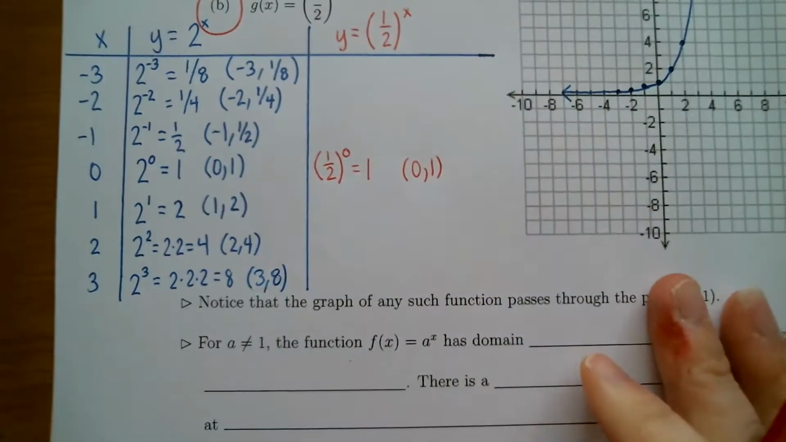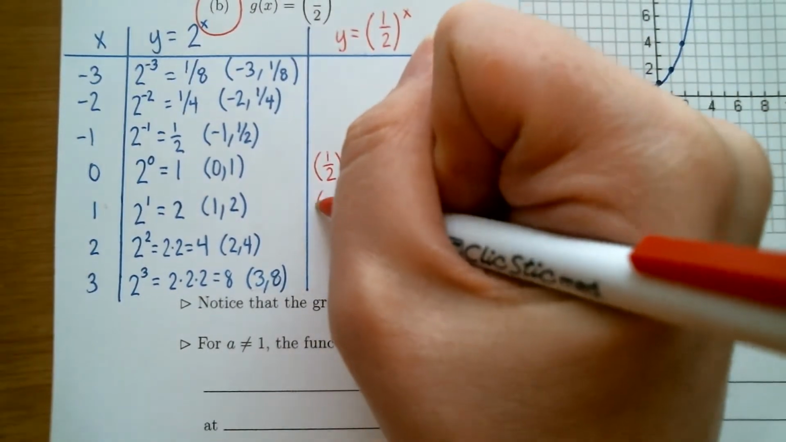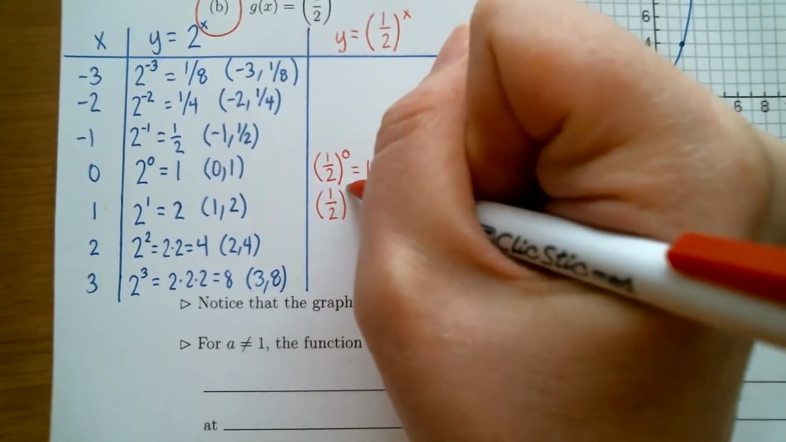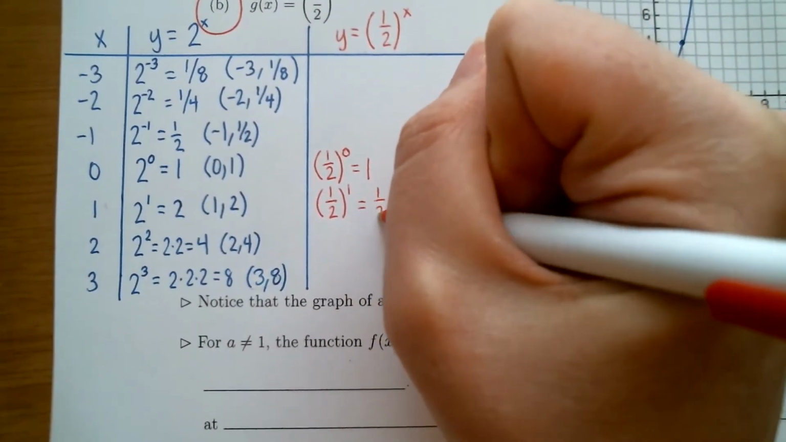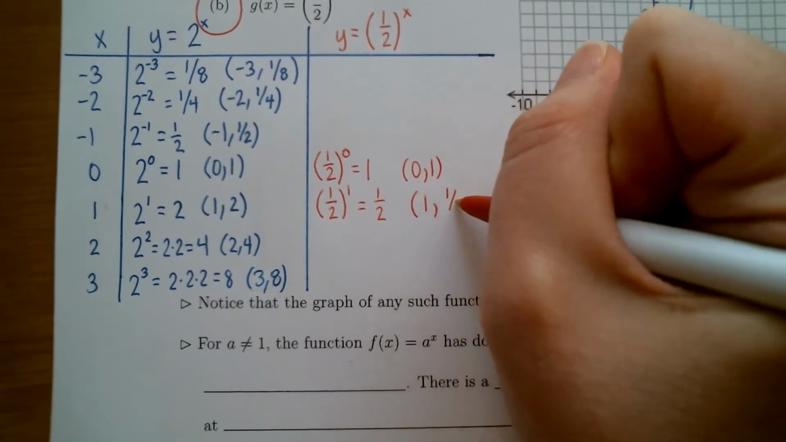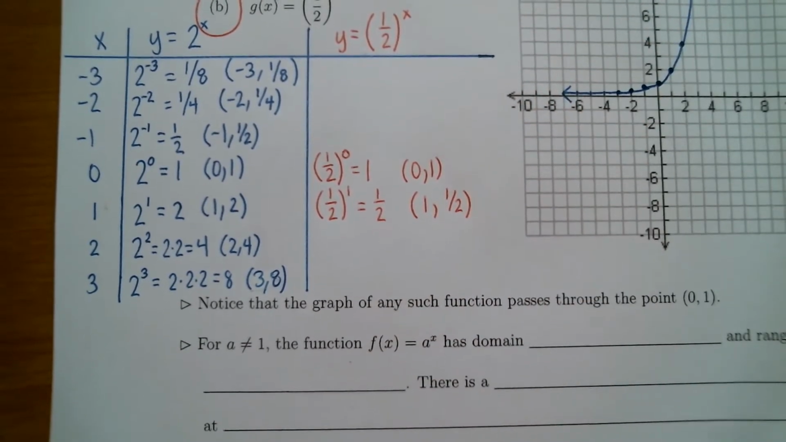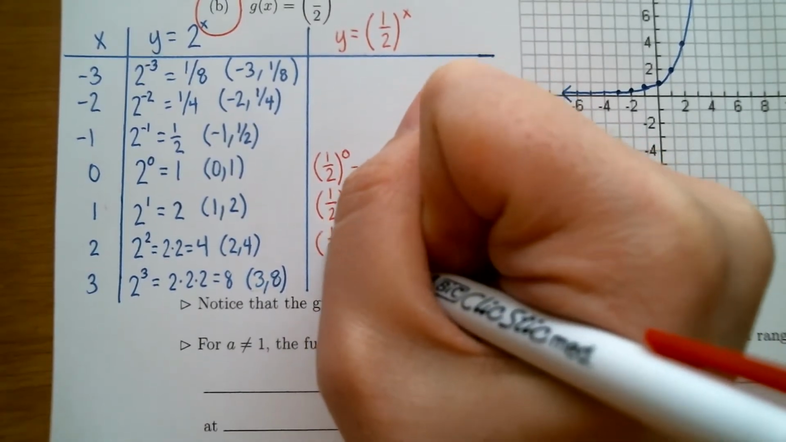I'm going to continue with the positive x values. So now I'm going to plug in 1 for x. So I'm going to get 1/2 to the first power. That is going to be 1/2. So our graph will go through the point 1, 1/2. Remember that's 0.5. Now we're going to plug in 2 for x.